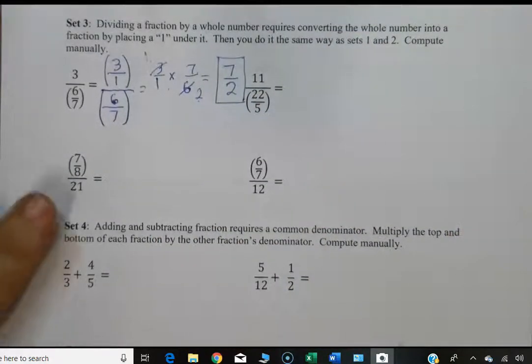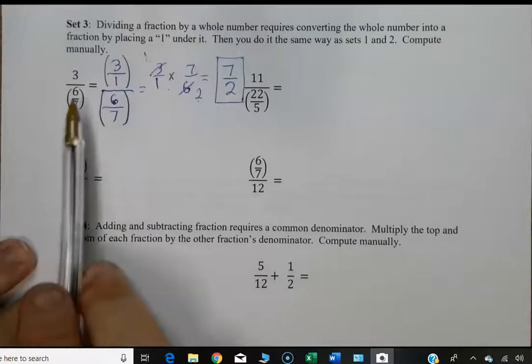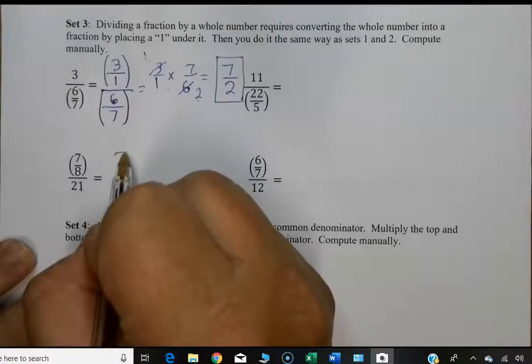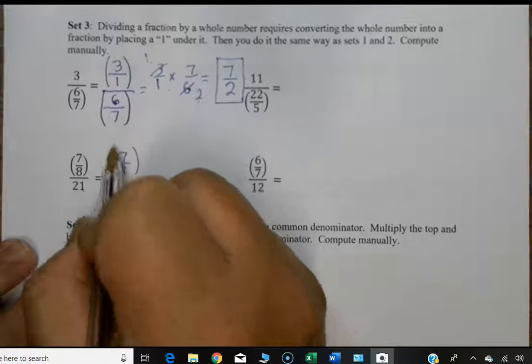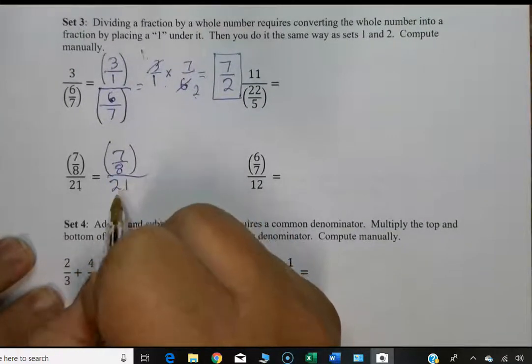All right. Let's go on down to this one. Now this one is essentially the same. It's just that the whole number's on the bottom rather than on the top. It's done the same way, however. Let's go ahead and do that. 7 over 8 divided by 21 over 1.